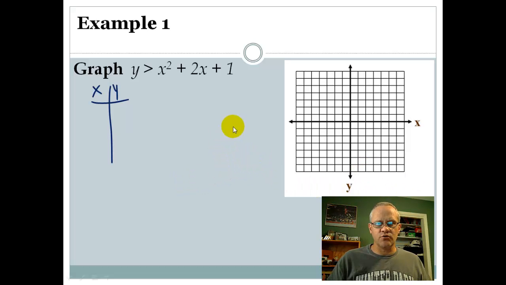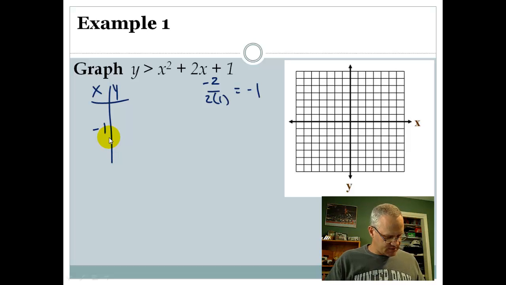You might be able to figure that out, or you could go ahead and still figure out the axis of symmetry here, which would be negative 2 over 2 times 1, which would be negative 1. That's your axis of symmetry. And so you know that negative 1 is going to be the center point, so you kind of know where to look on this table. And that's going to be negative 1, 0. I'm going to have negative 2, 1, and negative 3, 4, it looks like. Down here, 0, 1, and 1, 4.